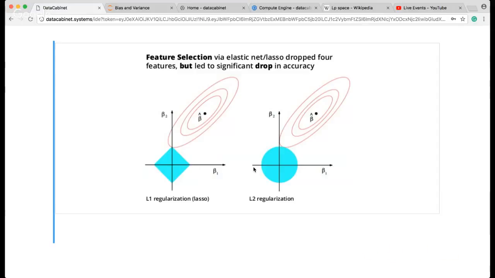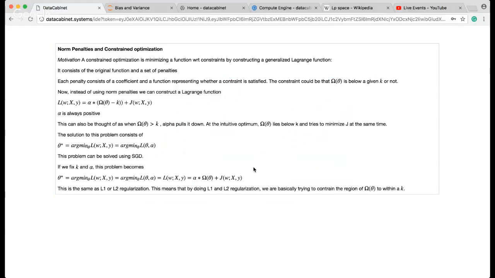So that's the intuition behind these two. There are other ways to look at this as well. There is another way to look at what L1 and L2 regularization are doing.